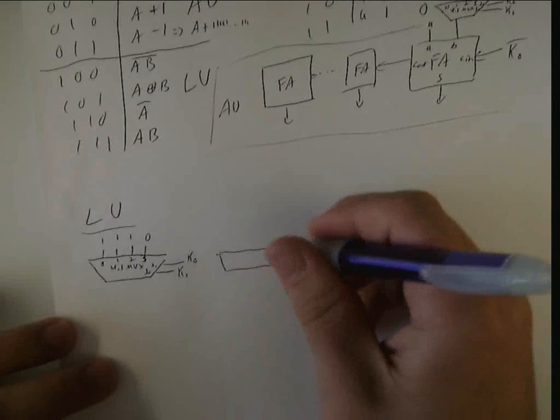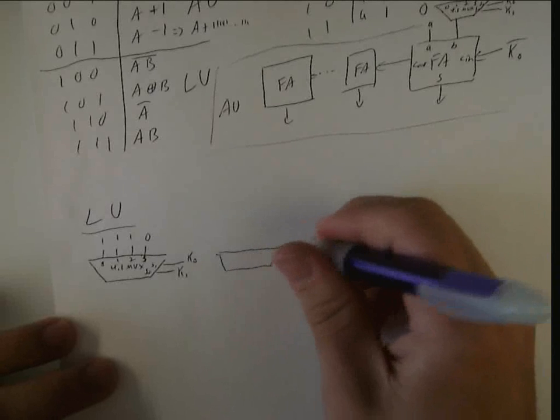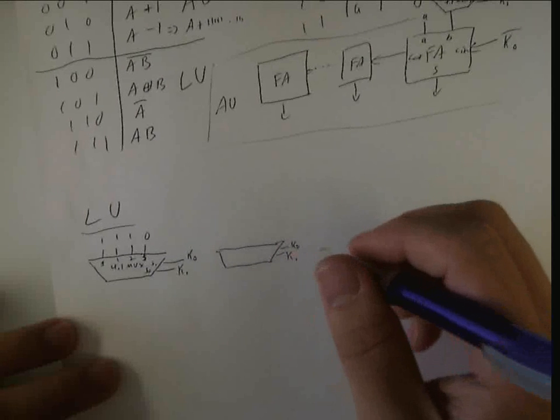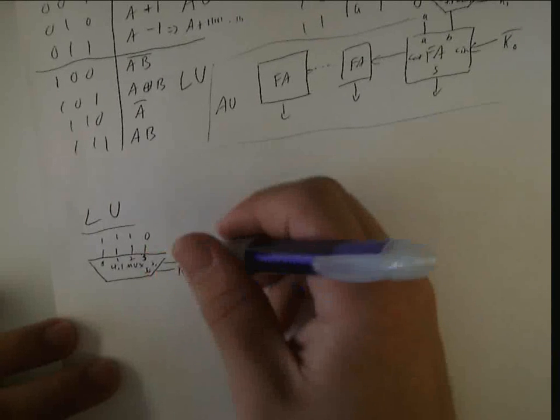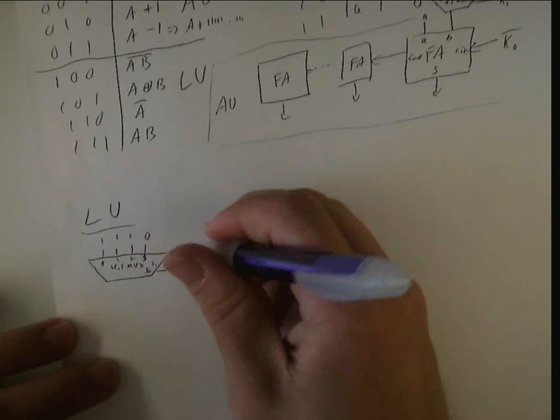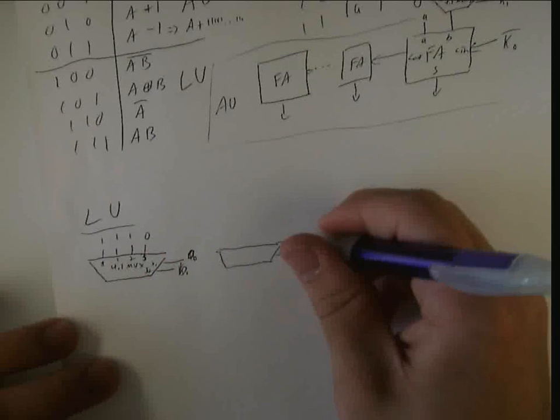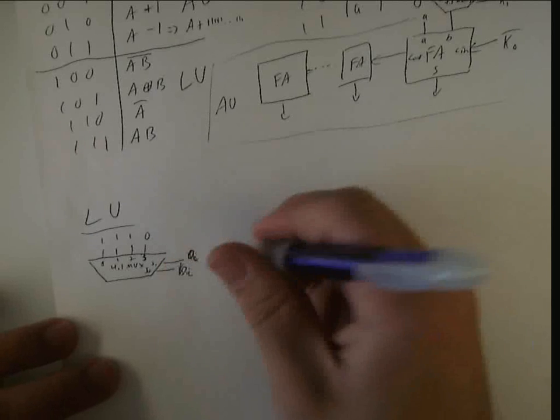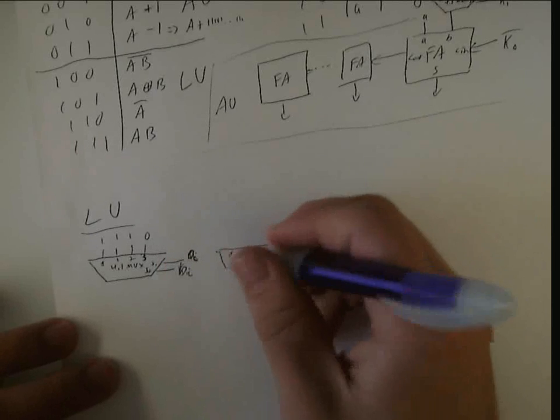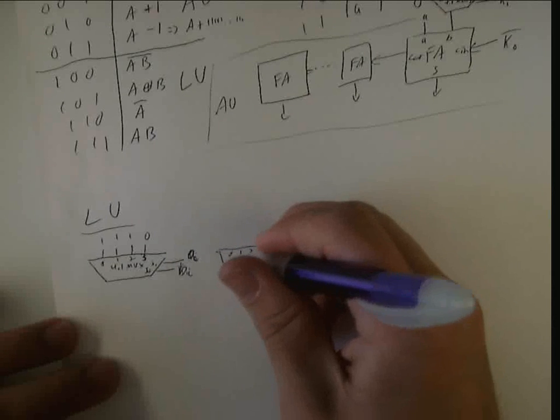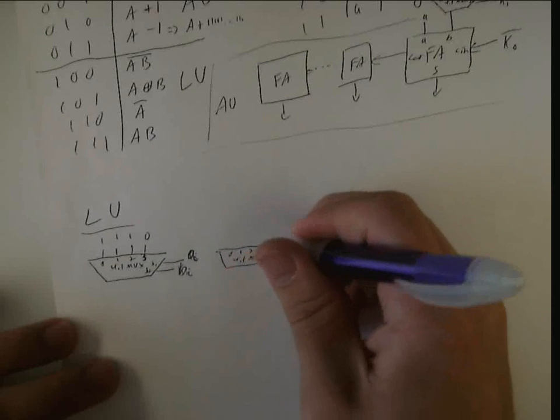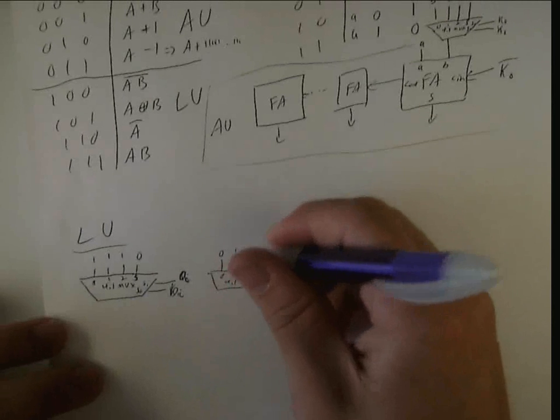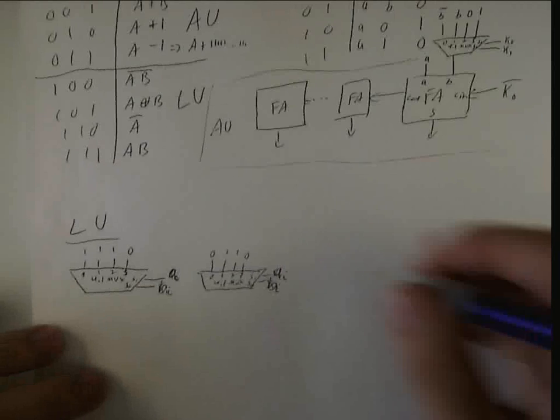And then for A XOR B, it's going to do the exact same thing. Oh, sorry, no, this shouldn't be K0, K1. This should be A sub I, B sub I, and 0, 1, 2, 3, and 4 to 1 mux, S1, S2. We're going to have 0, 1, 1, 0.